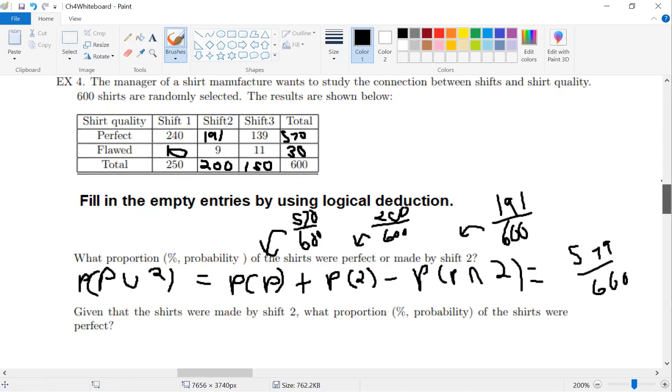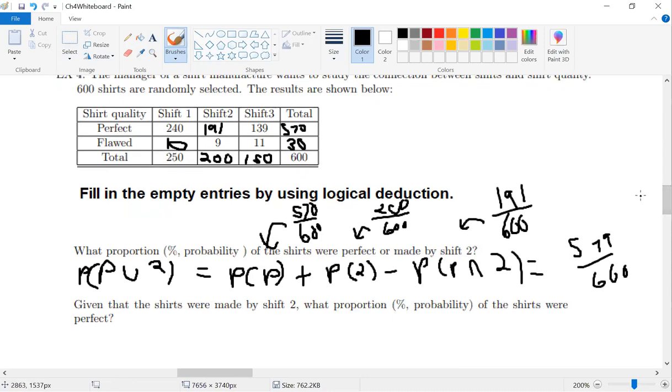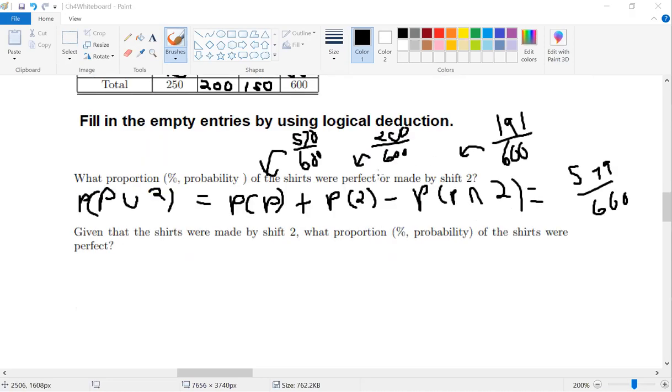Let's go to our last one, and then I will go over some of the assessment answers. Given that the shirts were made by shift two, what proportion of the shirts were perfect? Hey, sometimes you have those. Sometimes it'd be nice to have. Every once in a while you'll have one, nice and easy, but this is not a biology class.